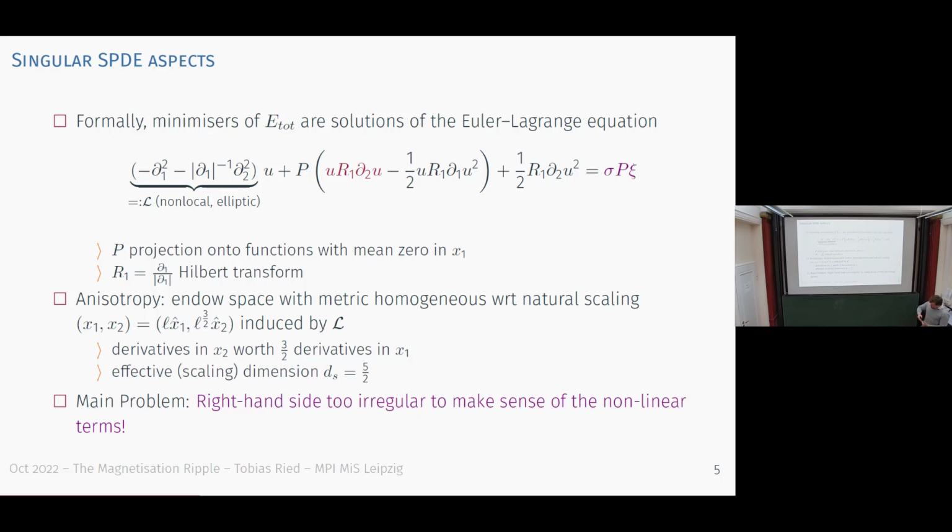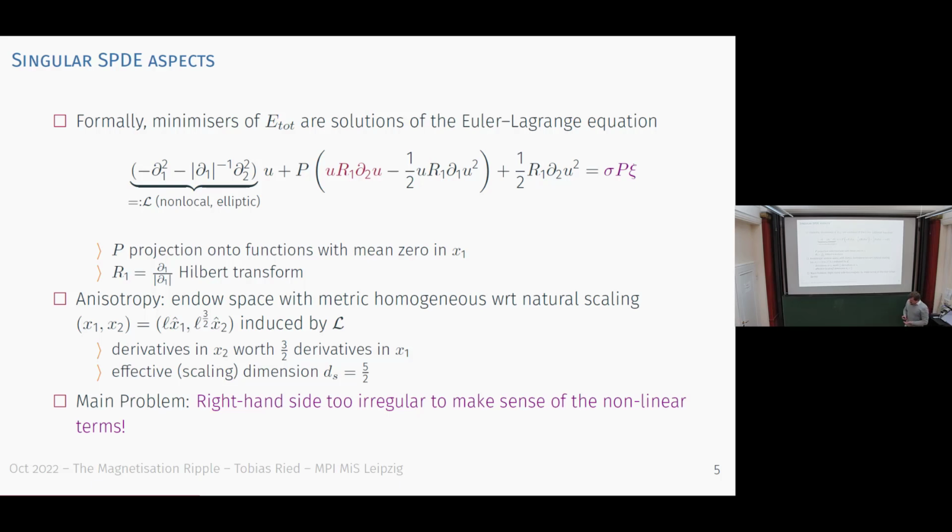If I use a Carnot-Carathéodory type metric which respects the scaling, then on a heuristic level, if I count derivatives in the x1 and x2 direction, they cost differently. In particular, if I take an x2 derivative, it costs 3/2 of an x1 derivative. This also leads to the fact that the effective scaling dimension is not 2, but 1 plus 3 over 2, so 5 over 2.